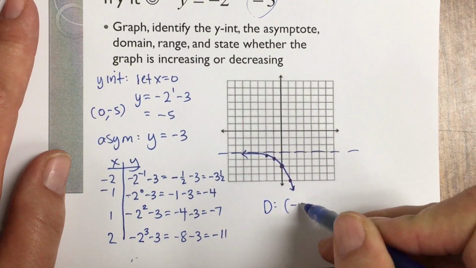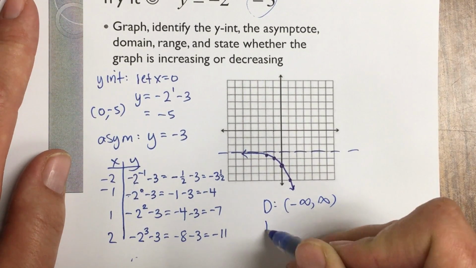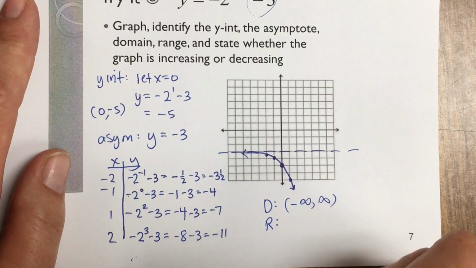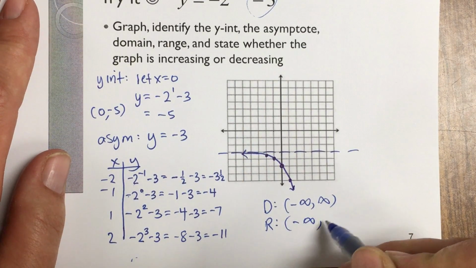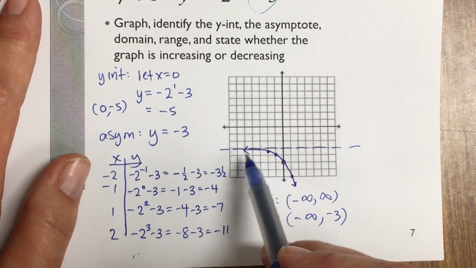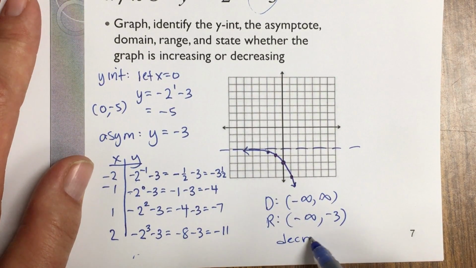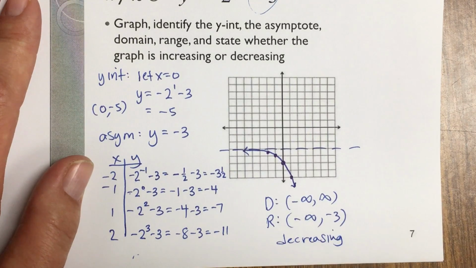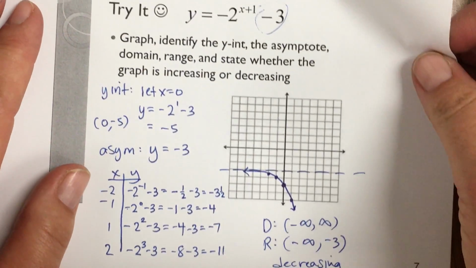Domain, all reals. Range, -infinity to -3, I think. And then the graph is decreasing. Nailed it! Whoop, whoop.